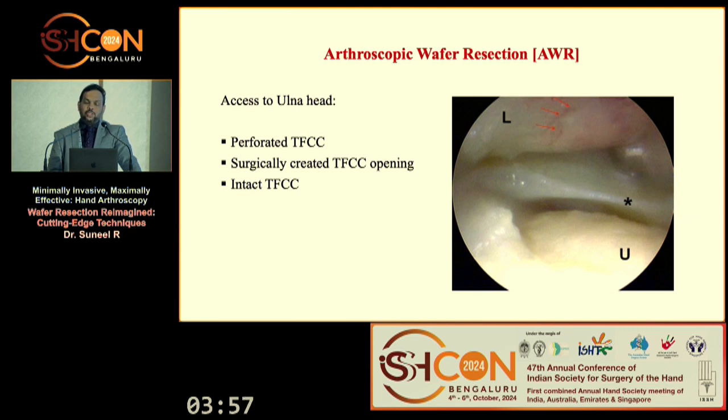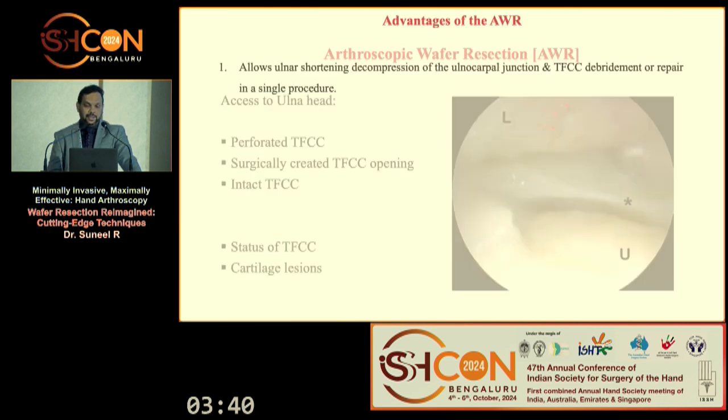So then developed the concept of arthroscopic wafer resection, where you get access to the ulnar head either through a pre-existing tear in the central part or your surgically created tear, or if it's totally intact, you can even go through your distal radial ulnar portals and go ahead with your wafer resection. And you can also address the cartilage lesions and tears simultaneously.